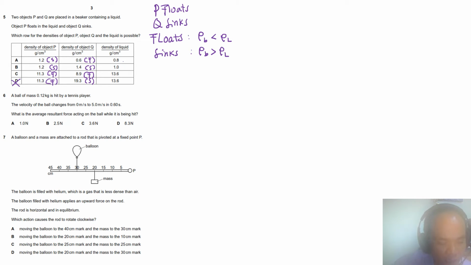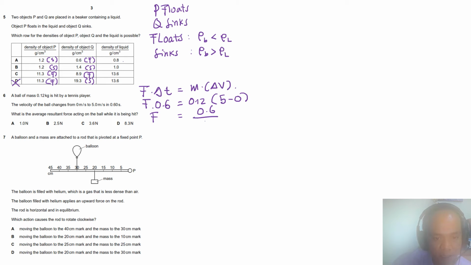A ball of mass 0.12 kilogram is hit by a tennis player. The velocity of the ball changes from 0 to 5 in 0.6 seconds. What is the average resultant force acting on the ball while it's being hit? So force times delta T is m times delta V. First, multiply 0.6 by the mass, which is 0.12. Then 5 minus 0. So force is equal to 6 divided by 0.6, which is 1 Newton.